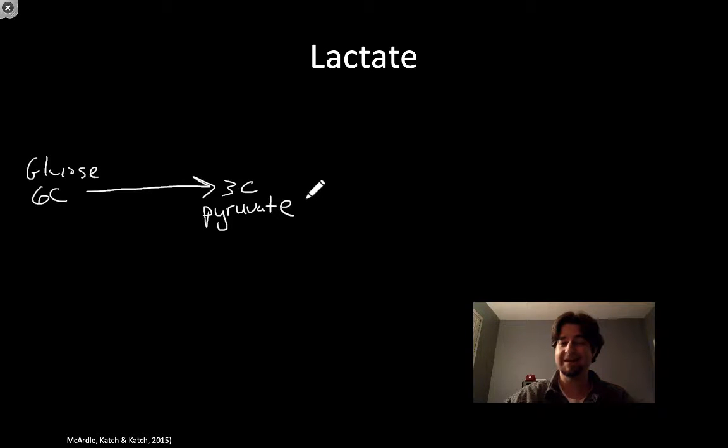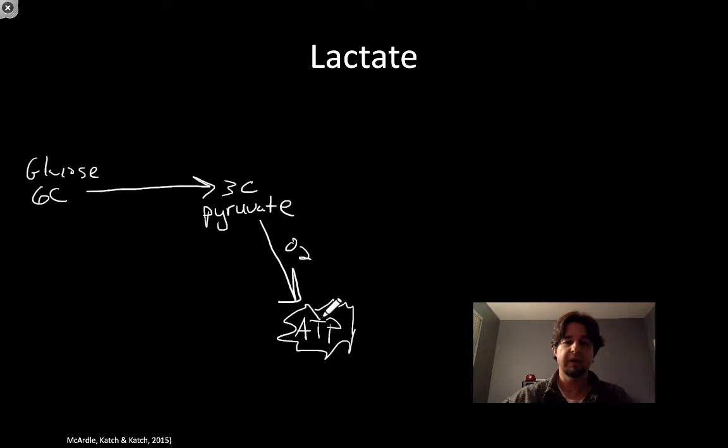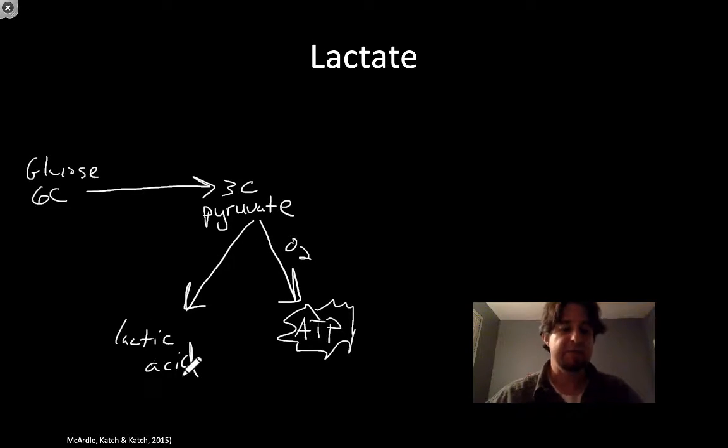What's going to happen next really depends on whether or not there's oxygen present. If there's oxygen, then it's going to go through its normal mitochondria stuff and make a ton of ATP. Now, if there's no oxygen present, then a different process happens called lactic acid fermentation that makes lactic acid, which is different than lactate, that we'll get into later, but it makes lactic acid. So what's the big deal? Well, the big deal is this.